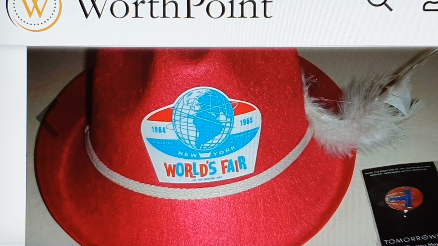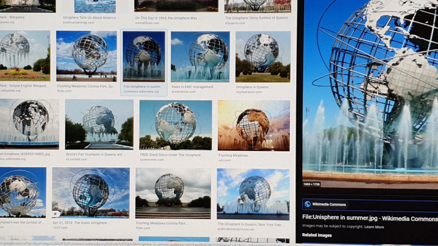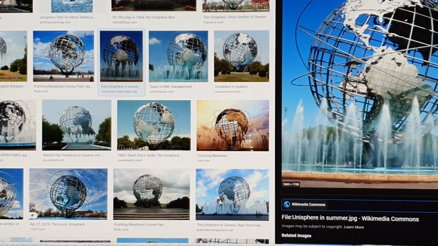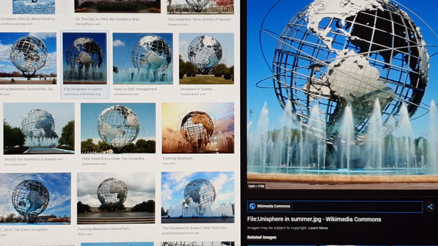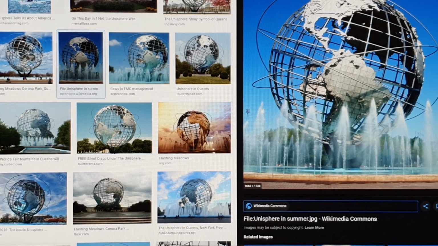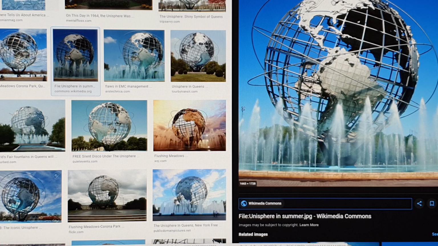So let's go to the Unisphere. You can just about see it. I don't really want to move the camera if I can help it, but yes, I'll move it. There you go. So that was built for the World Fair in 1964. There were all sorts of other exhibitions.